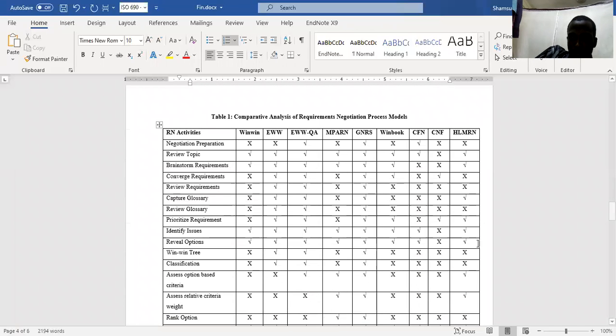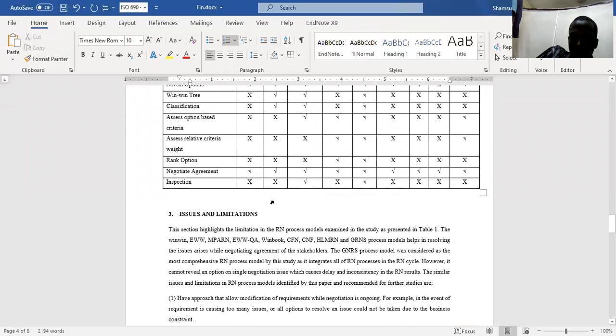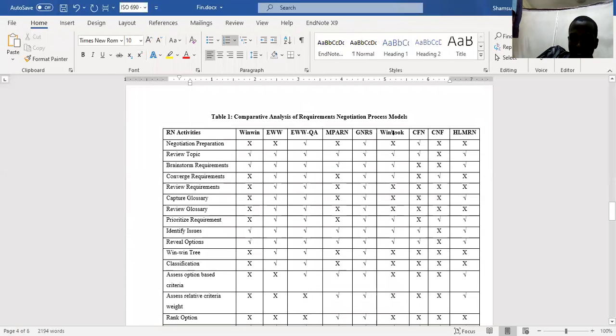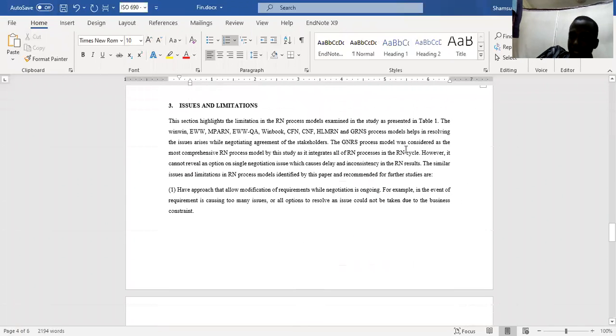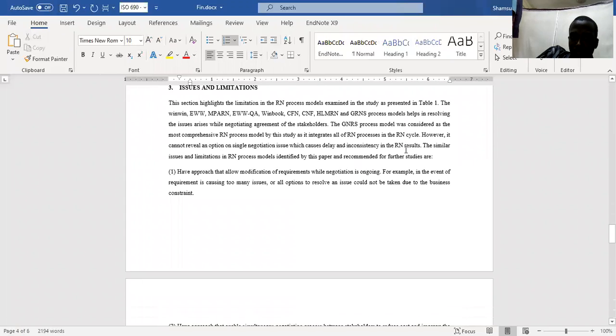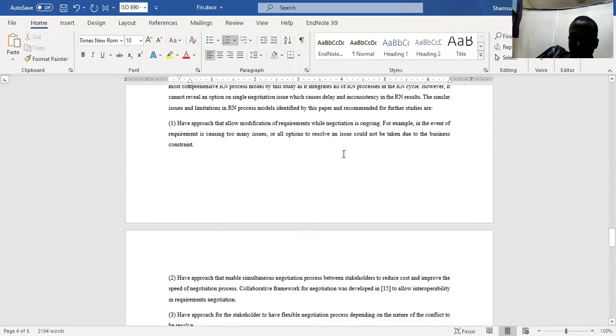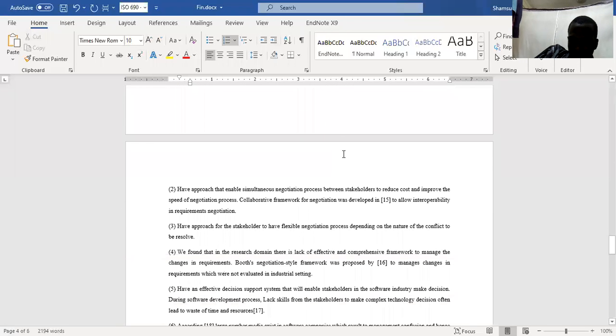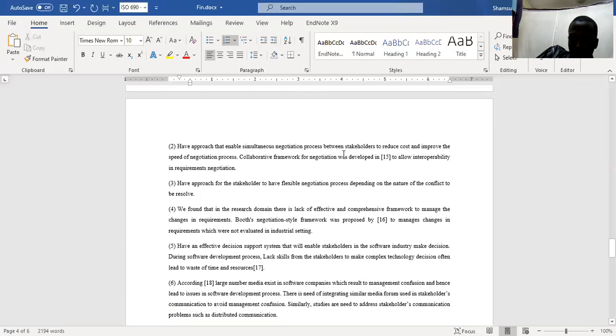So here is the comparative analysis between the existing process models reviewed by this study. After that, we analyze the strengths and weaknesses of these process models and identify the issues and limitations. Based on the issues and limitations, we provide directions for future research. Future research should allow modification of requirements while negotiation is ongoing. Future research should provide a simultaneous process between stakeholders to reduce cost and improve the speed of negotiation.